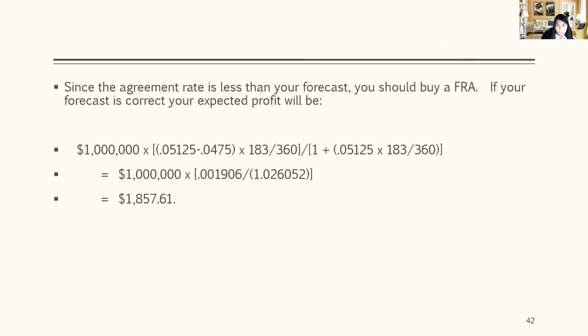Since the agreement rate is less than your forecast, you should buy a FRA. So this is what we talked about before. In terms of the expected profit, if we apply the formula that we saw on the previous slide, then we can see that the expected profit is about $1,800 something. Okay.